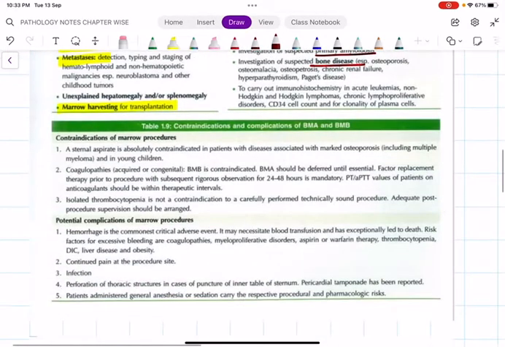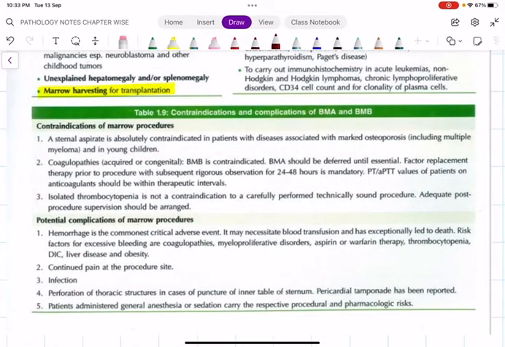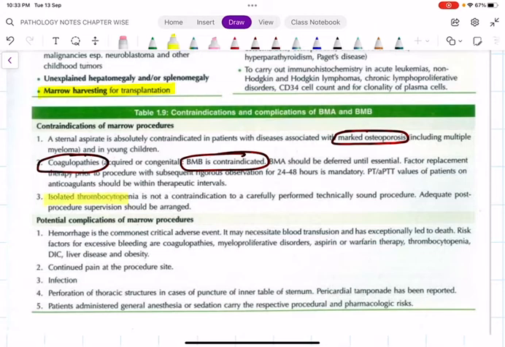Then what are the contraindications? The number one contraindication is marked osteoporosis. Whenever there is a coagulopathy, in that case, remember bone marrow biopsy is mainly contraindicated. And a very very important point: isolated thrombocytopenia is not a contraindication for any of these procedures. What are the complications?